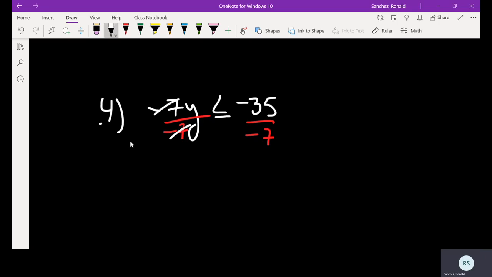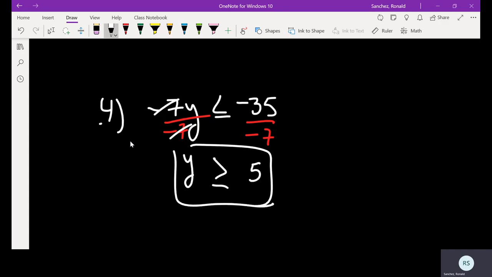This -7 and this -7 get simplified to a +1. -7 divided by -7 is +1. And I have -35 divided by -7 is +5. And well, because I divided by a negative number, I need to flip the sign. So there is my answer for that problem.